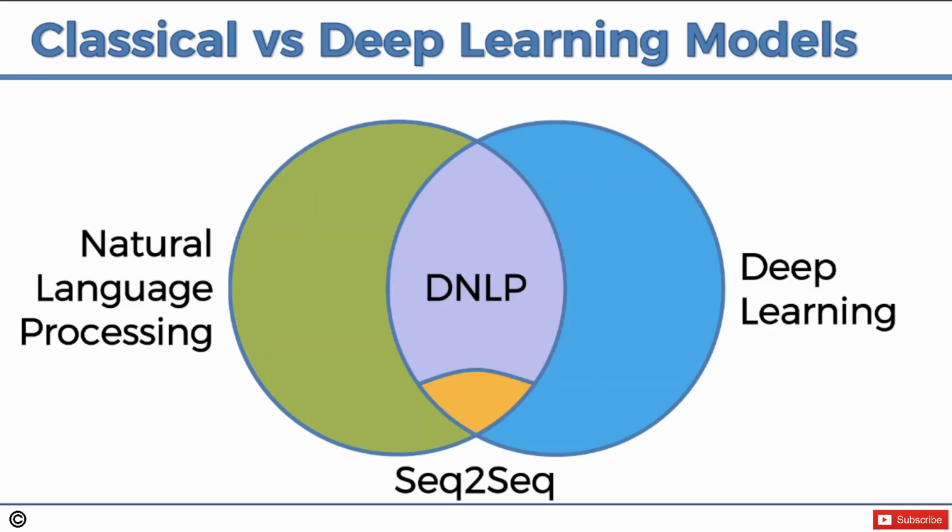As we discussed, we've got this diagram, and on the left, we've got the natural language processing models overall. And on the right, we have the deep learning models overall. So their overlap is the deep natural language processing. Those are the very advanced types of natural language processing models which use deep learning. And then finally at the bottom here, we've got the sequence-to-sequence models, which we'll be interested in at the end.